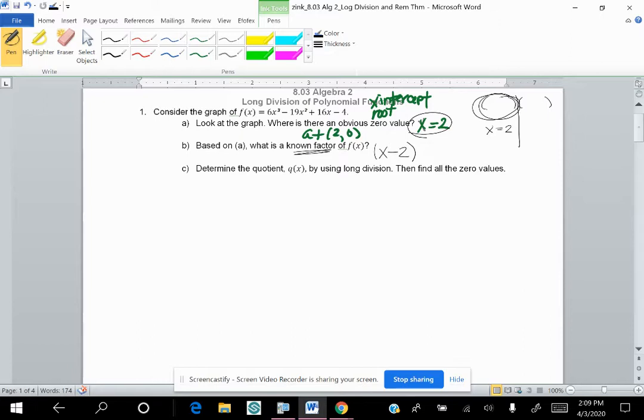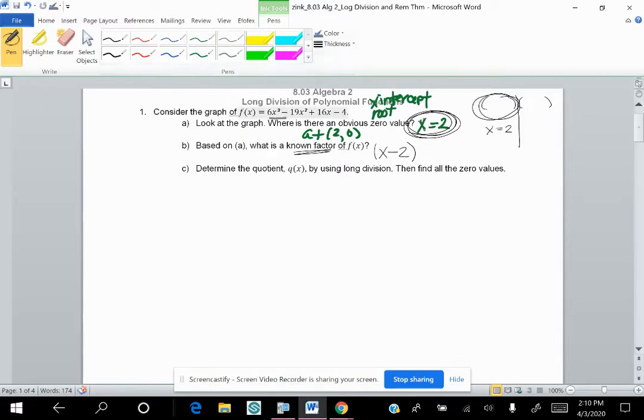So again, this is really important vocabulary. X minus 2 is the factor. X equals 2 is your 0 or your root or your x-intercept. Determine the quotient by using long division. Then find all 0 values. So here's where we're going to actually do the long division.